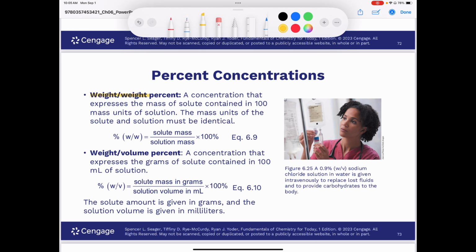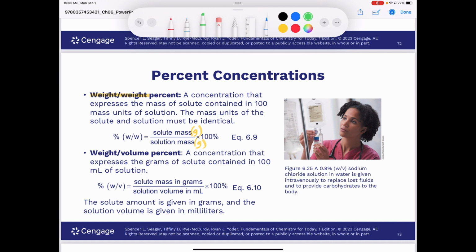And so a concentration that is expressed is the mass of a solute contained in 100 mass units of the solution. The mass units of the solute and solution must be identical. So a lot of times we use the solute mass in grams divided by the solution mass in grams and then multiply it by 100.